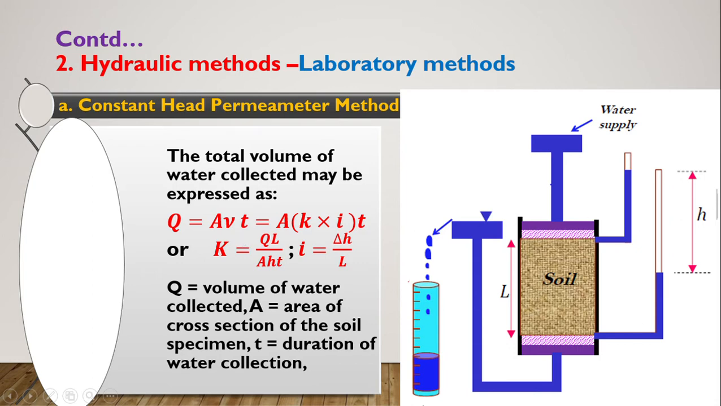This method is mainly used for coarse textured soil. Large sized particle soil, we will use this method. For example, gravels or sand particles, because it will allow more water through it. So we have to continuously supply the water for maintaining a constant head. So this is about the constant head permeameter method. Hope this is clear for you. If you have any doubt, you can ask me at the end of the section.